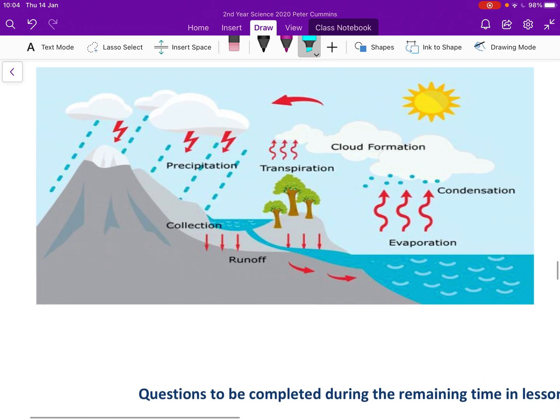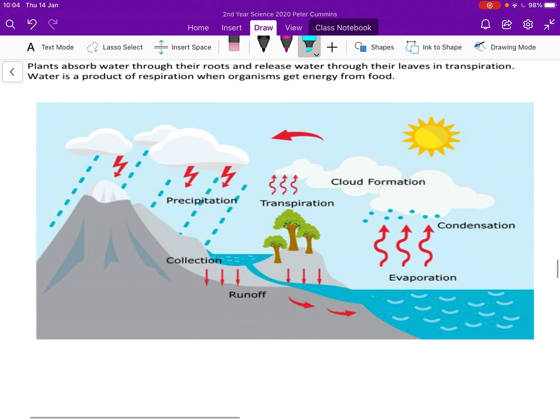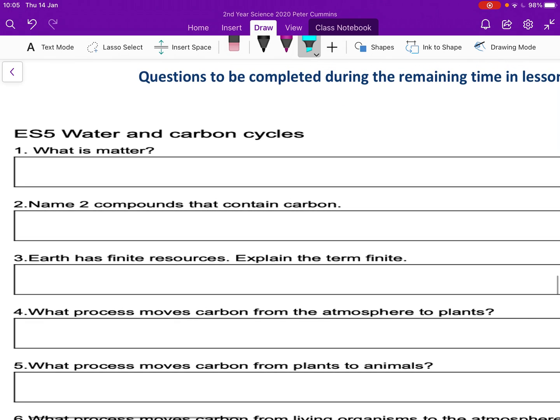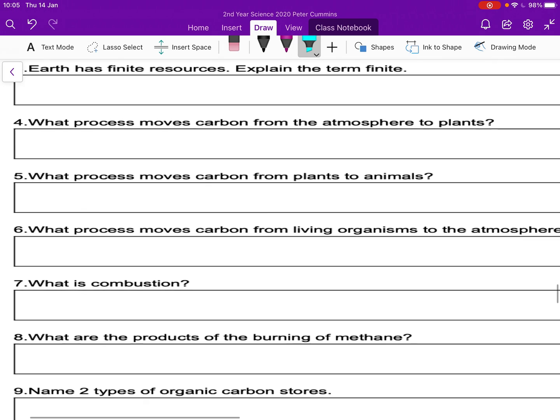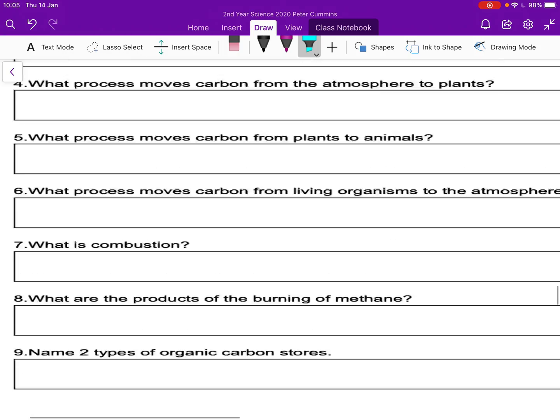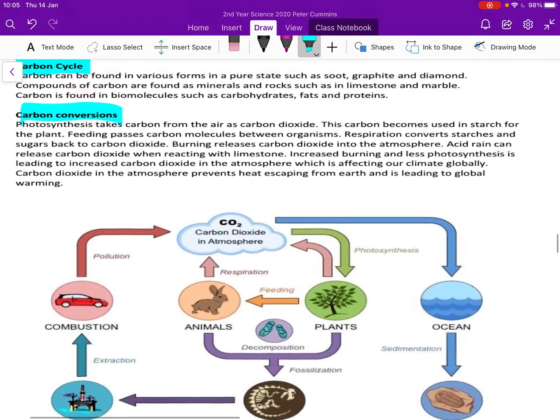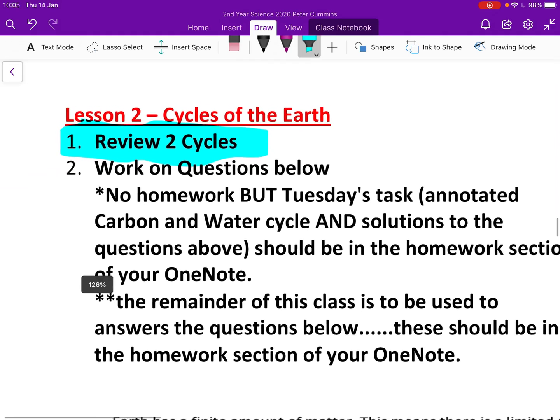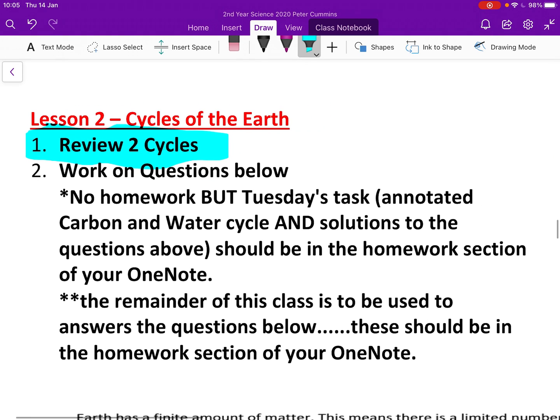So for the rest of the lesson, you're going to revisit your carbon cycle, revisit your water cycle, and see how much of it you know by redrawing it, and then go down to the bottom and do these questions here. So some exam style questions on the water cycle and on the carbon cycle, and I've put the tasks here for you to do. So first, review the carbon cycles.